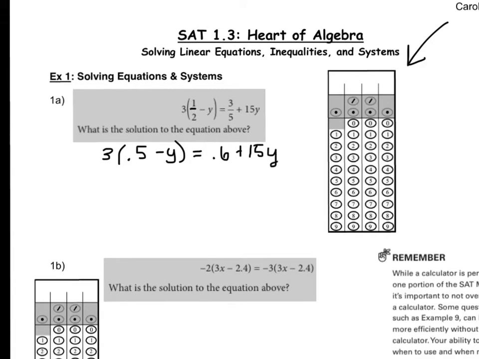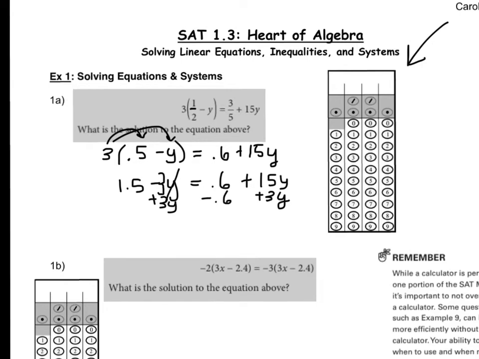Once you do that, then you can go through and distribute. So 3 times 0.5 is 1.5. And then we'll get all the like terms on the same side. Oops, I didn't multiply the y by 3, so that should be minus 3y. So we'll add 3y to both sides. And I'm going to subtract 0.6 from both sides. So we get 0.9 equals 18y.